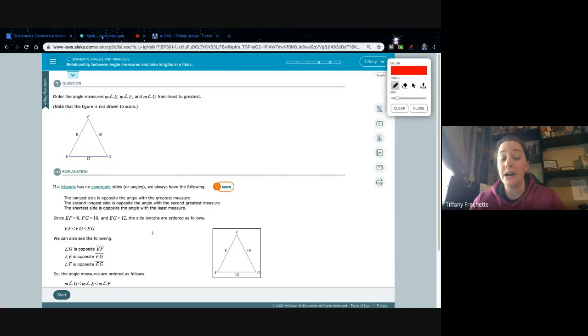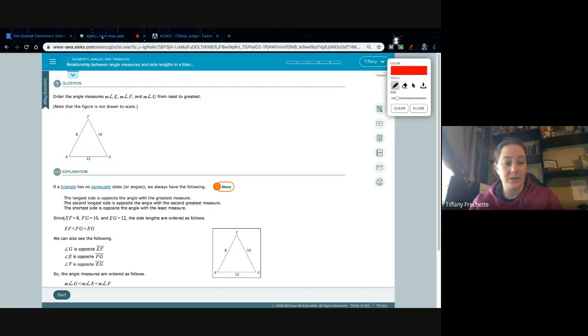If you are not reading the notes or the explanation pages, you need to start reading the explanation pages. And you should start taking some notes on them. It is definitely important to pay attention to what's going on. So if a triangle has no congruent sides or angles, we will always have the following. So it gives us these three rules here, like this.